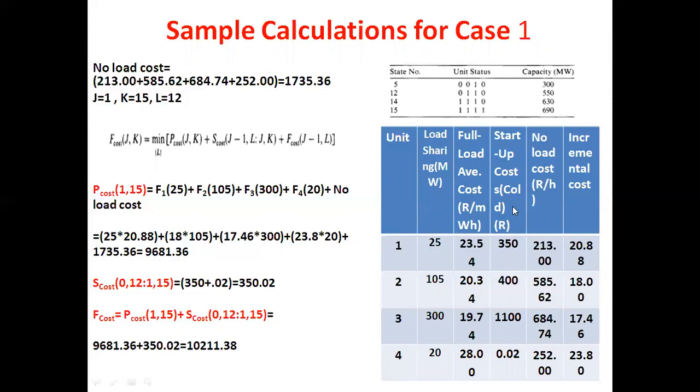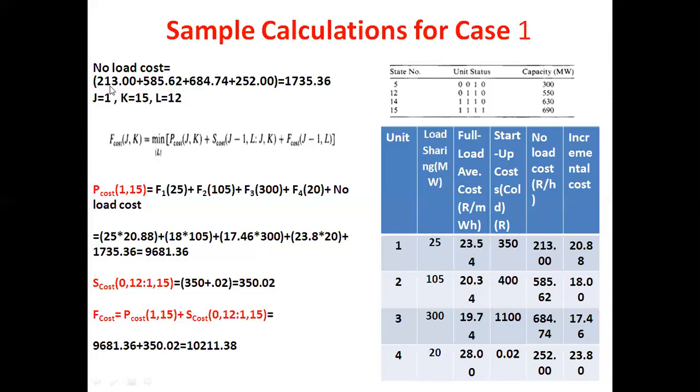Startup costs are also given. That is 350, the cold start. For the cold start, the startup costs are 350, 400, 1,100, and 0.02. And the no load cost is given: 213, 585.62, 684.74, and 252. And the incremental cost, which we have already calculated, is 24.88, 18.0, 17.46, and 23.80. We have already calculated that particular part from a table.